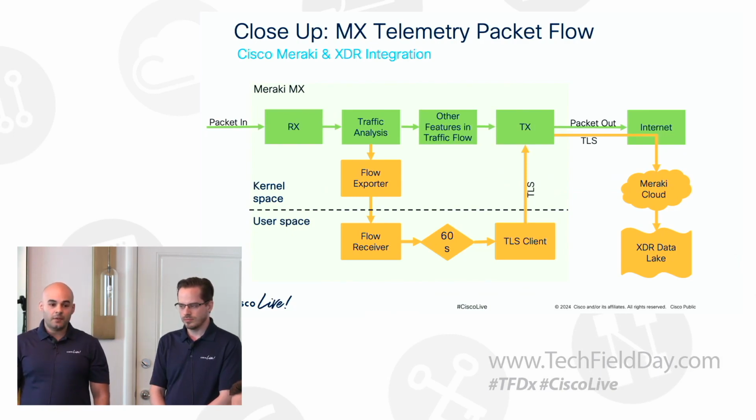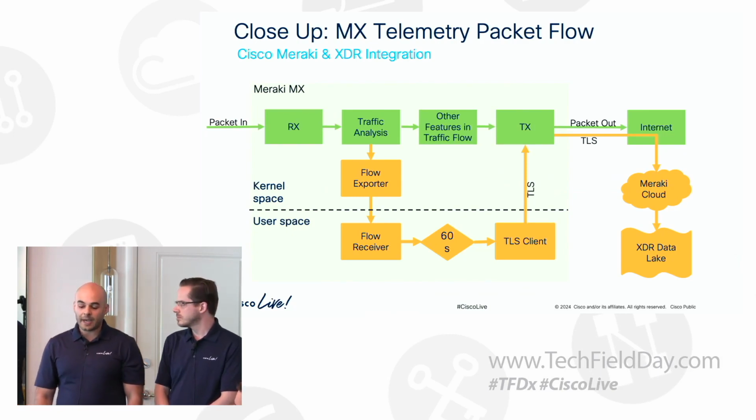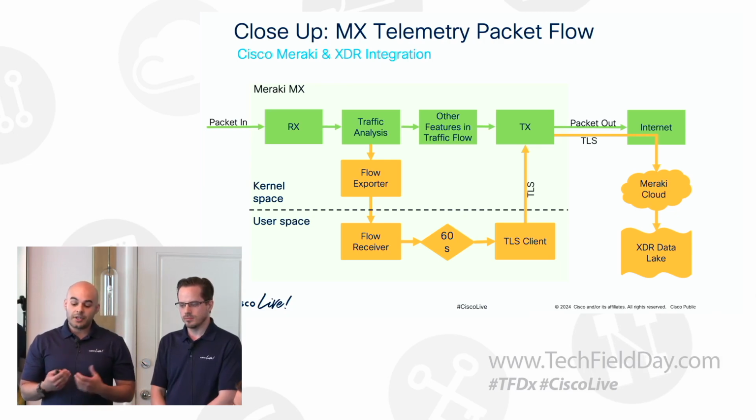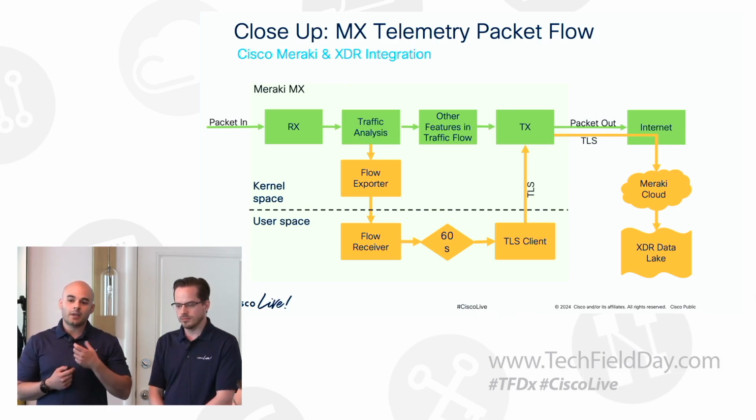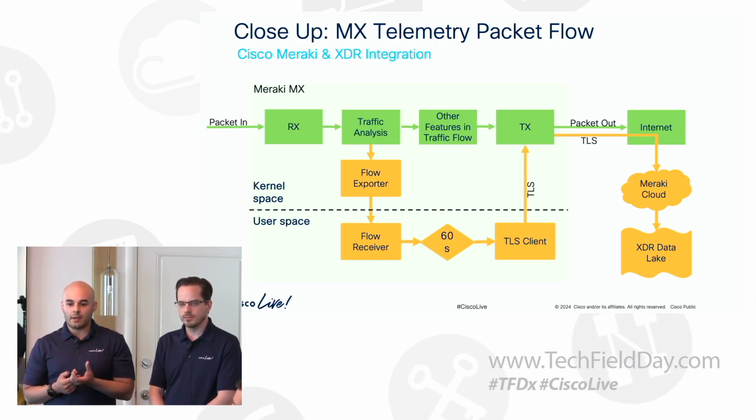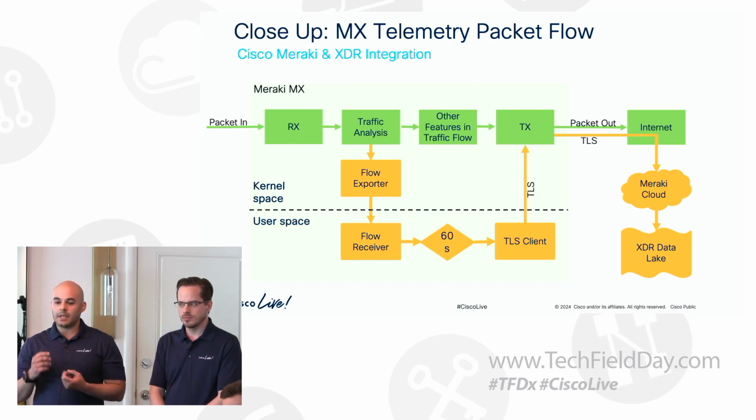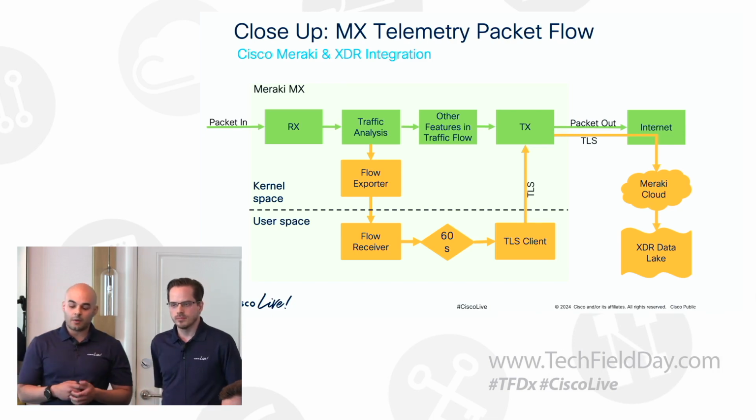And to really give you a deep dive under the hood of what this packet flow looks like, if you look across the top, this is your traditional path. On the left-hand side, the packet comes in and is received by the MX. It goes through a component called traffic analytics, and after that it goes through other features, say if you have AMP or content filtering turned on. Then it gets transmitted out to its destination. In this case, let's say we're on the LAN, going to a website.